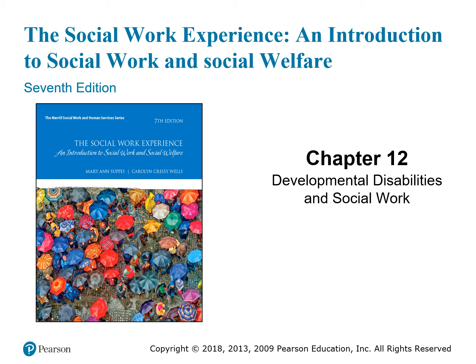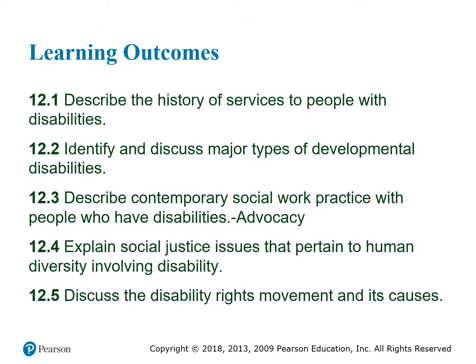So this is chapter 12 in the book currently, and this is a very important chapter of which all social workers should be aware. So the learning outcomes today are: describe the history of services to people with disabilities, identify and discuss major types of developmental disabilities, and describe contemporary social work practice with people who have disabilities. Advocacy is a key part to this. Explain social justice issues that pertain to human diversity involving disabilities, and discuss the disability rights movement and its causes.